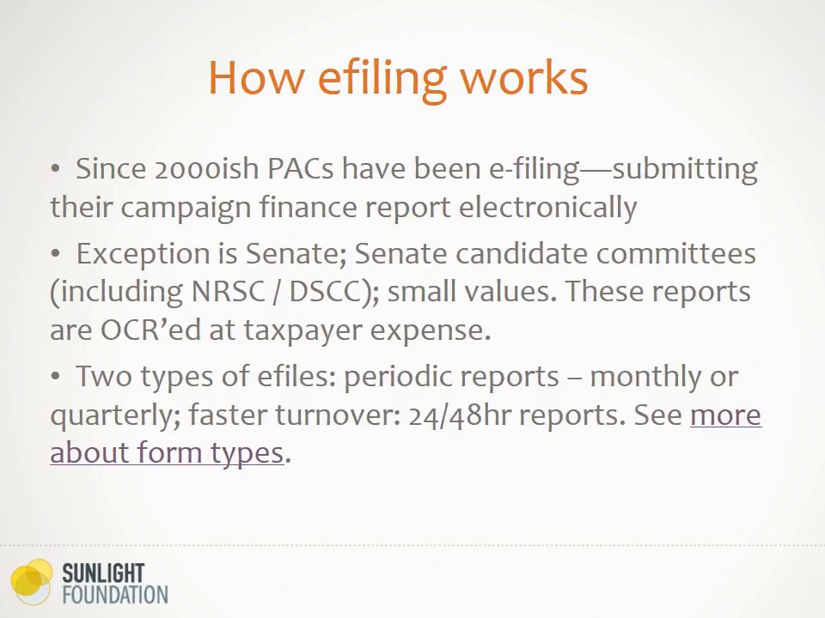Moreover, there's many different forms that are used, and you can read more about form types on our site, but the main distinction I want to draw is between periodic reports that sum up everything that a committee did for either a month or a quarter. Those are the reports that are going to disclose who the donors are, et cetera. There's also a secondary kind of report, a late-breaking, fast turnover report that allows certain kinds of committees to disclose certain kinds of spending and donations on a much faster basis.